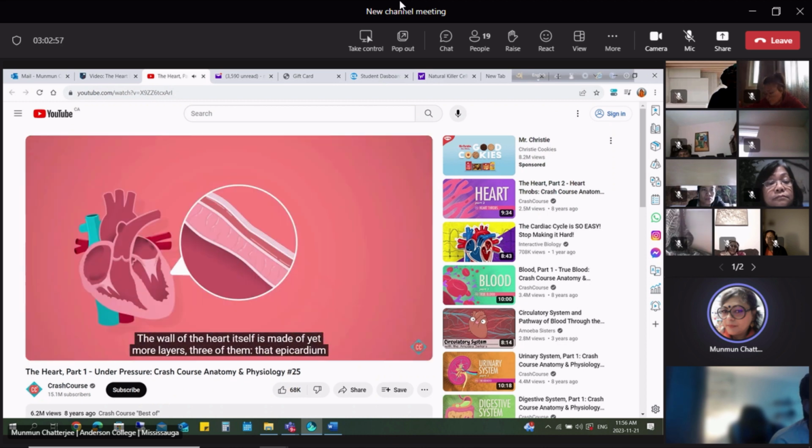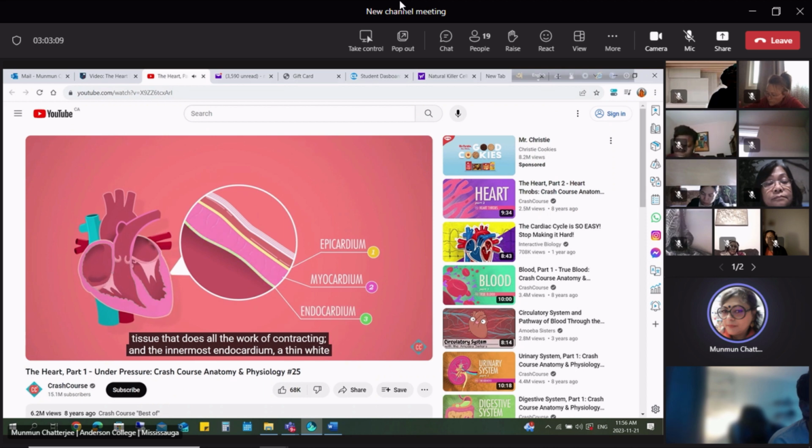The wall of the heart itself is made of yet more layers, 3 of them. That epicardium on the outside, the myocardium in the middle, which is mainly composed of cardiac muscle tissue that does all the work of contracting, and the innermost endocardium, a thin white layer of squamous epithelial tissue.